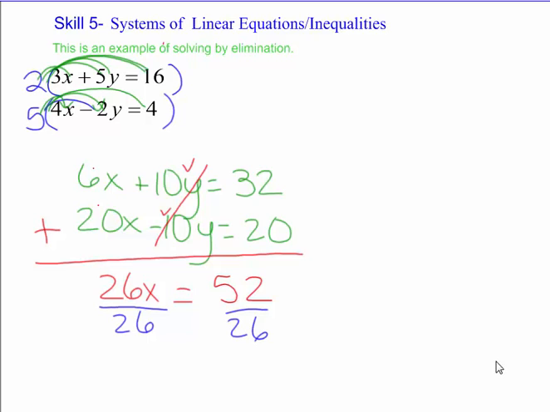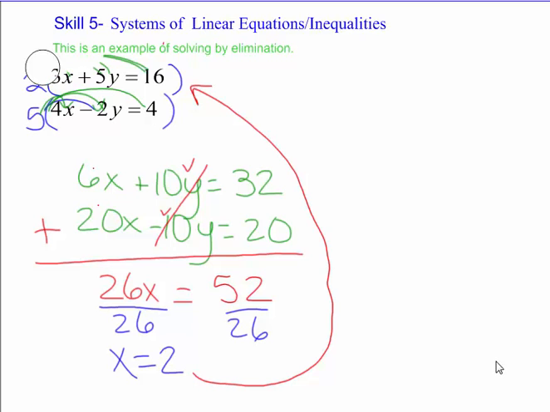And when you divide both sides by 26, you get x to be 2. Now it doesn't always have to be a nice number, but a lot of times we're kind to you. Okay. These are two lines, and you know that if two lines cross, they're going to cross at a point. And a point has an x coordinate and a y coordinate. So we have the x value. We need to go back up to one of the original equations to come up with its partner, the y value.